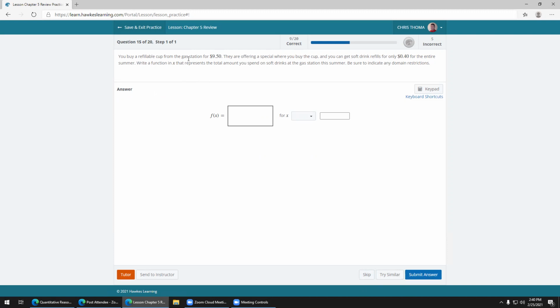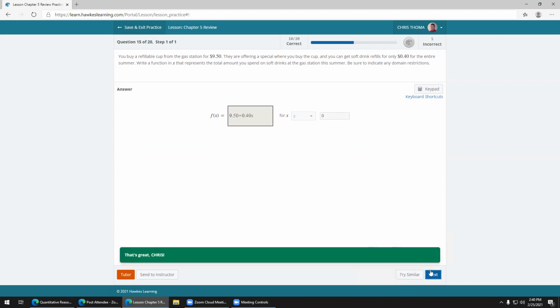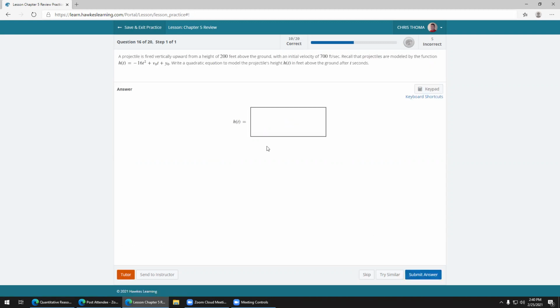You buy a refillable cup at a gas station for $9.50. They're offering you a special: if you buy the cup, you can get a soft drink for only 30 cents for the entire summer. Express the total amount you spend on the soft drink. So you spent $9.50 for the original cup, and every time you take that cup back, it's 40 cents times each cup that you fill. So x is going to be greater than or equal to 0. Very similar to one I messed up earlier.